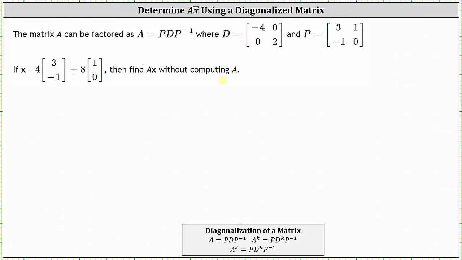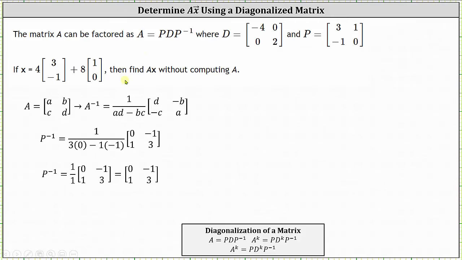For the first step, we will complete the diagonalization of matrix A by determining the inverse of matrix P. I'm going to find the inverse of matrix P using the formula for the inverse of a 2 by 2 invertible matrix, shown here. The inverse of matrix P is equal to the matrix (0, -1; 1, 3). Now that we have P inverse, we know matrix A is equal to, again, P times D times P inverse. So if we determine this product, we would have matrix A. But again, we're asked to find matrix A times vector x without computing matrix A.